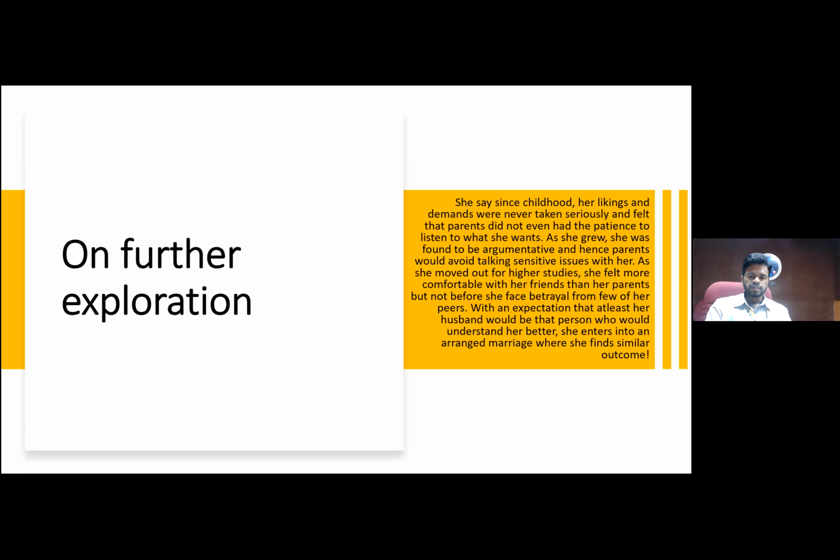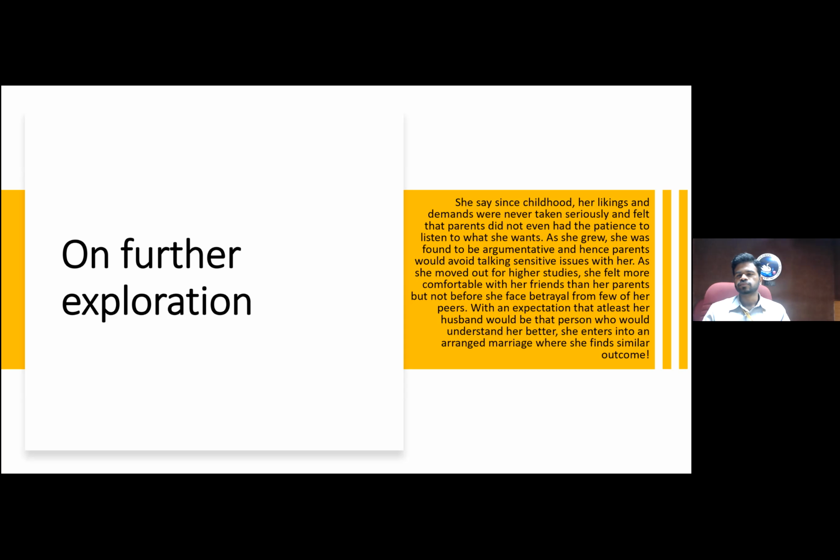So once you have done that, on further exploration, you tend to find out that she says since childhood, her likings and demands were never taken seriously, and felt that parents did not even have patience to listen to what she wants. As she grew, she was found to be argumentative, and hence parents would avoid talking sensitive issues with her.